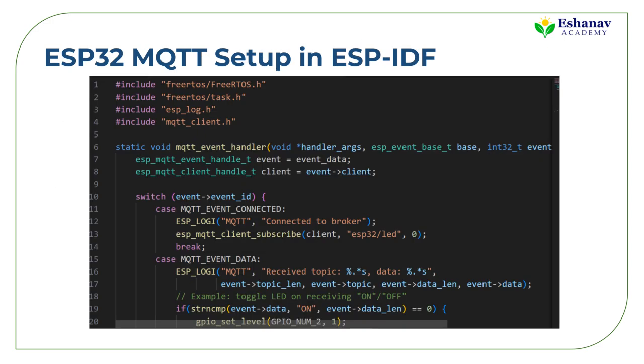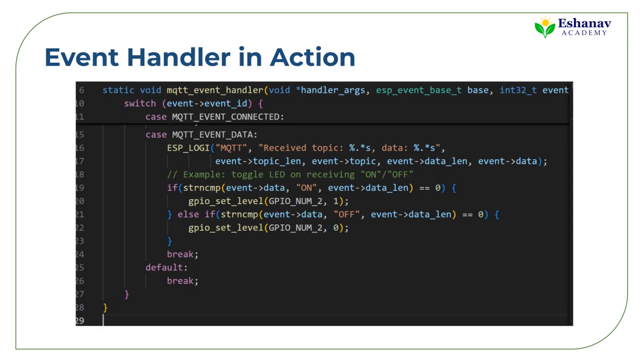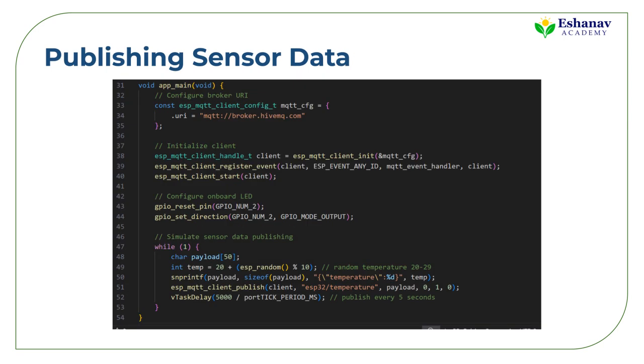Let's now translate theory into code. Using the ESP-IDF framework, the first step is to configure the broker URI. For example, mqtt://broker.event.com. Next, we initialize the MQTT client and register an event handler. This handler takes care of different events: successful connection, disconnection, or receipt of a new message. Once connected, we subscribe to a control topic, such as ESP32/LED, allowing remote commands to toggle the device. In parallel, the ESP32 publishes simulated temperature values to the topic ESP32/temperature at regular intervals.